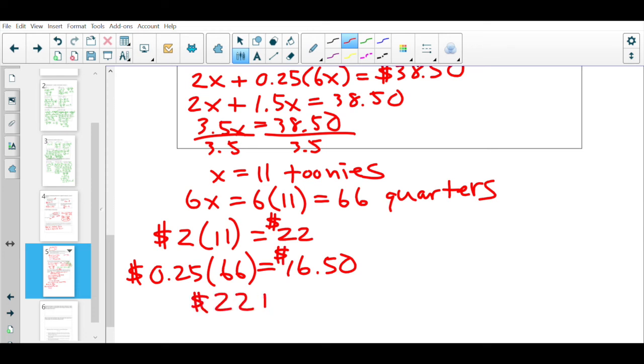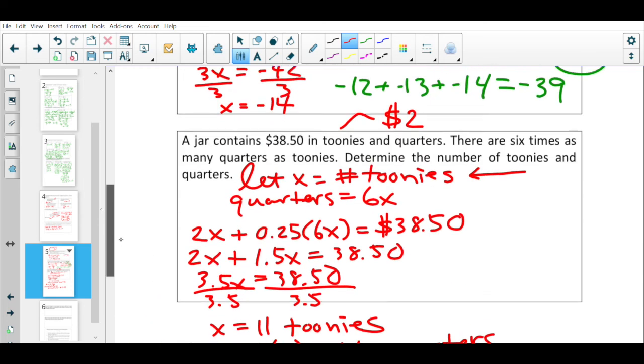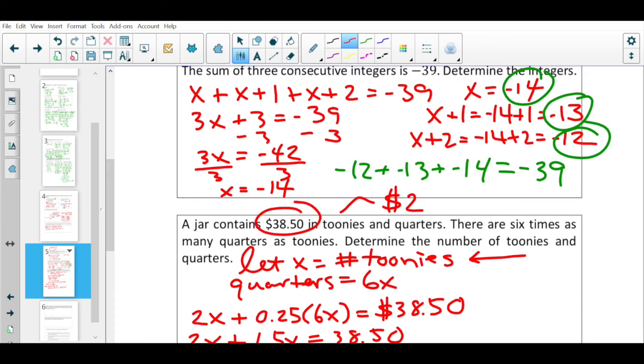22 plus 16.50 is in fact $38.50. And that's your original amount. Okay?